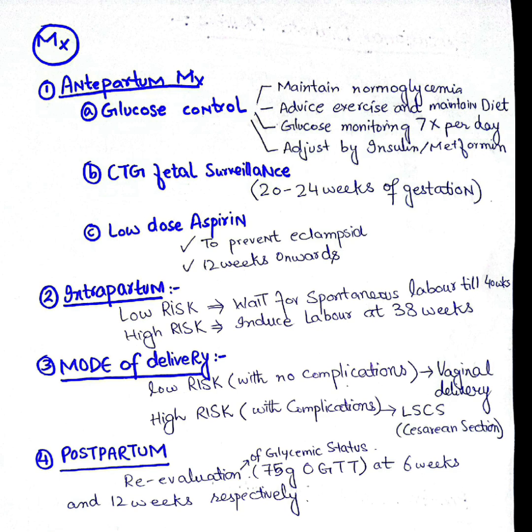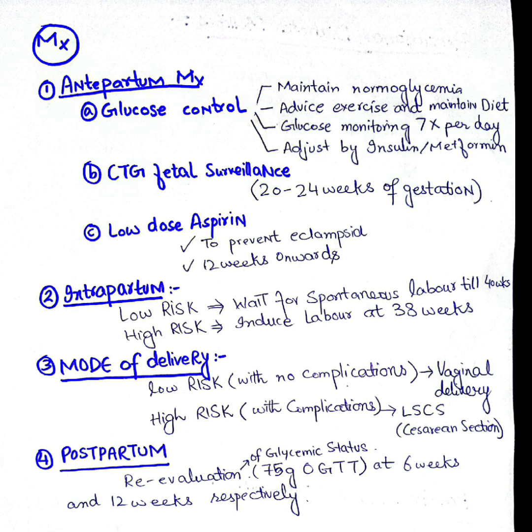Antepartum management includes glucose control, which further includes maintenance of normal glycemia, advise exercise and maintain diet, glucose monitoring 7 times per day, adjust by insulin and metformin. Next, the CTG fetal surveillance is done from 20 to 24 weeks of gestation. And we prescribe low dose aspirin from 12 weeks onward to prevent the preeclampsia or eclampsia.